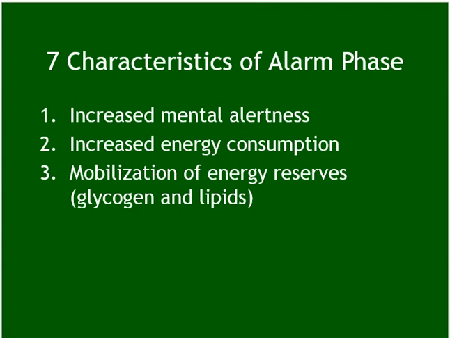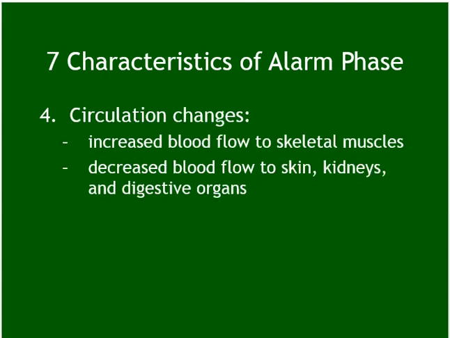So the alarm phase, which is the first phase, is basically sympathetic. If you remember the sympathetic, you know the alarm phase. Mental alertness will increase, so you'll be alert during the fight. Energy consumption, you're fighting, so you use a lot of energy. Mobilization of energy, you get the lipids and glycogen out of the store and change it to glucose, and you can burn it and get energy out of it. Circulation will start to change. Blood supply goes to the skeletal muscles, of course, because you need to fight, you need to use your muscles.